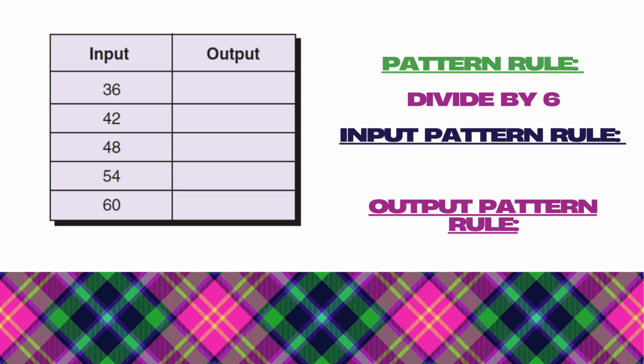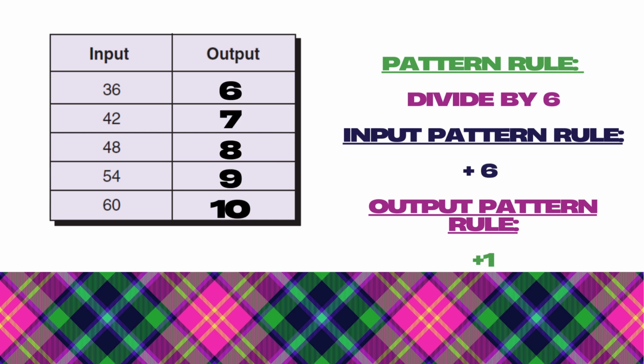Here's another question for you to try out. Here, I give you an input-output value table. Only the input column is filled in. I do let you know that the pattern rule to relate the input to output is to divide by 6. You need to fill in the output column and also let me know what the pattern rule is for the input and what the pattern rule is for the output. Pause the video now and give it a try. Rejoin when you have your answer.